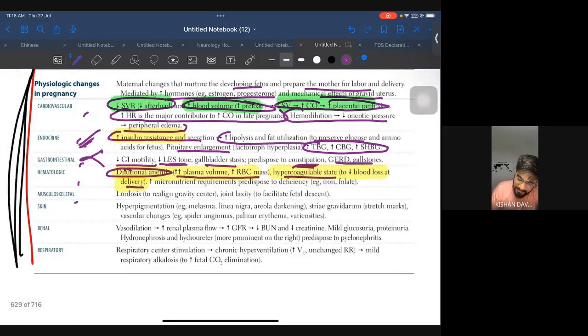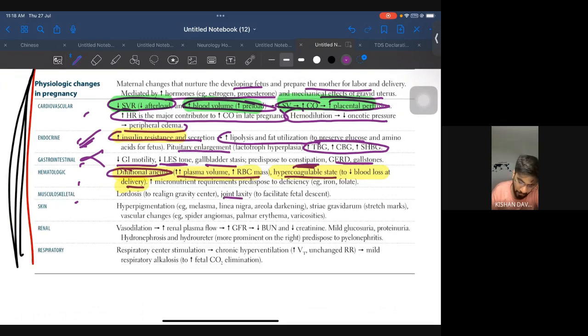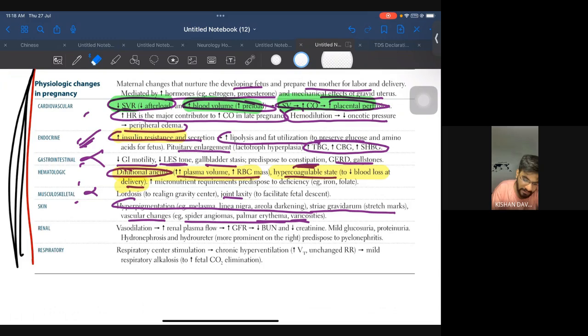Musculoskeletal, joint laxity and lordosis, not important. Skin, hyperpigmentation, melasma, all this stuff can occur. Striae gravidarum, stretch marks can occur. Vascular changes, spider angioma, palmar erythema can occur. So yes, skin is important.